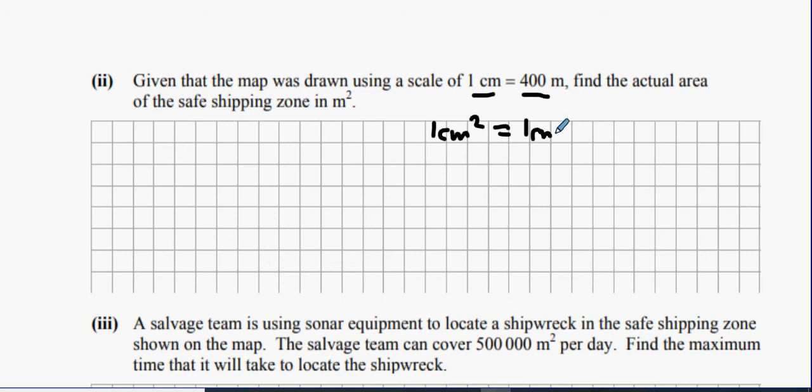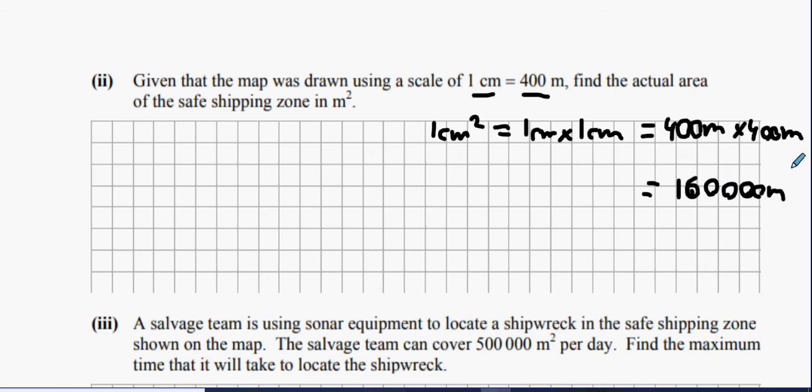Centimeter squared equals 1 centimeter multiplied by 1 centimeter. Would you agree with that? And in this case, that would equal 400 meters multiplied by 400 meters. So what's 400 times 400? 160,000 meters squared. Only for this graph.